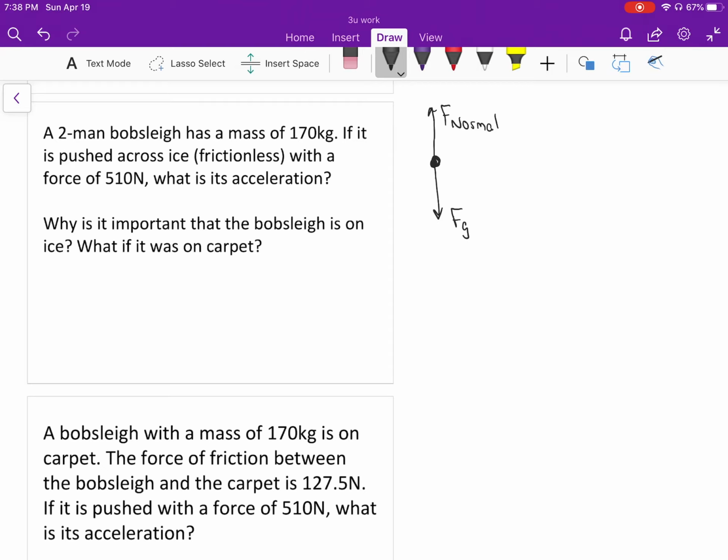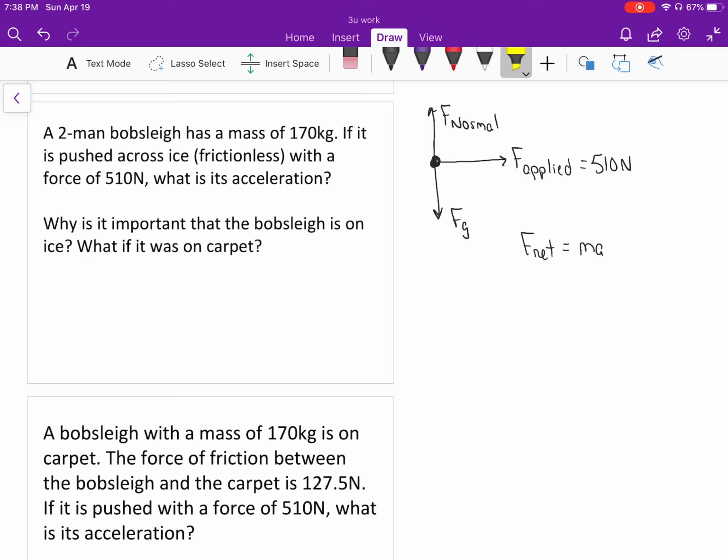This particular question says you're pushing it with a force of 510 and there is no friction. The force that you push with, we're going to call that the applied force. In this question, it's equal to 510. If we cared, we could figure out gravity. It's mass times 9.8. For this particular question, we don't really need it, so I'm not going to get it. Now that we've got a free body diagram, we can jump into F net equals ma.